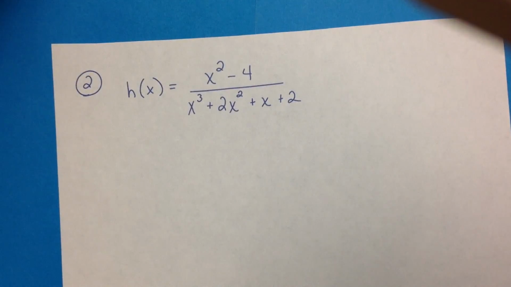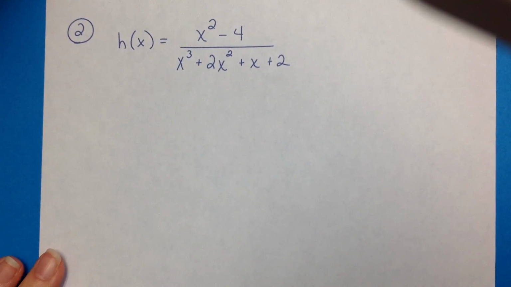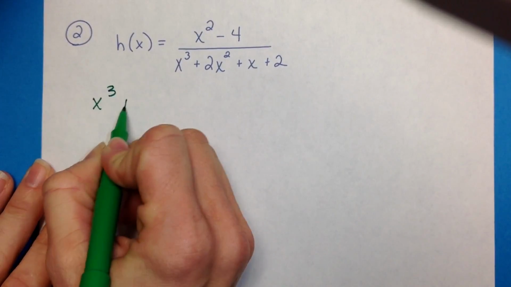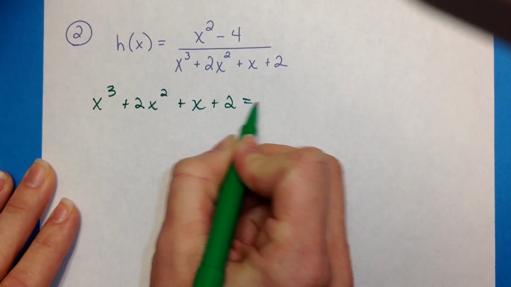Okay, next one. I'm not doing this any differently. I'm just going through this one because it has a different type of factoring that I want to refresh your memory with. Again, start with your denominator and set it equal to 0.